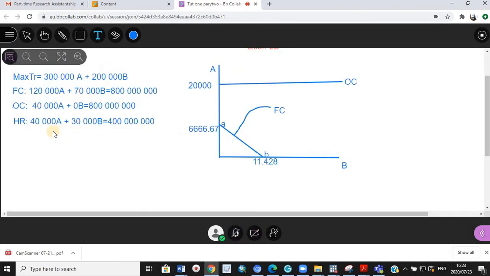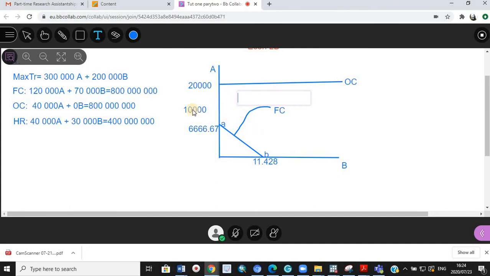In the HR, if B is equal to 0, that means we will have 410 million divided by 40,000, which is going to be equal to 10,000, right? In this case, A is 10,000.